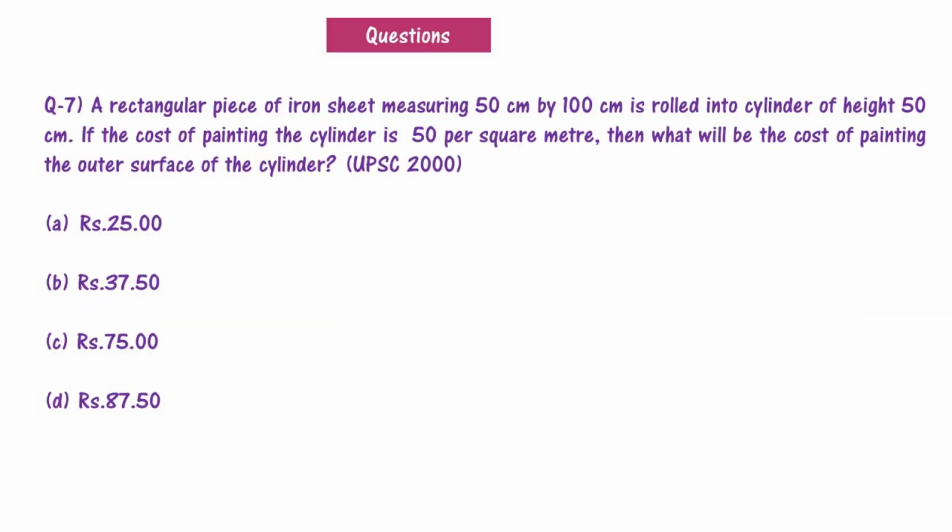Now comes question number 7. A rectangular piece of iron sheet measuring 50 centimeter by 100 centimeter is rolled into a cylinder of height 50 centimeter. If the cost of painting the cylinder is 50 per square meter, then what will be the cost of painting the outer surface of the cylinder? Then the options are rupees 25, rupees 37.50, rupees 75, rupees 87.50. Please solve this question.